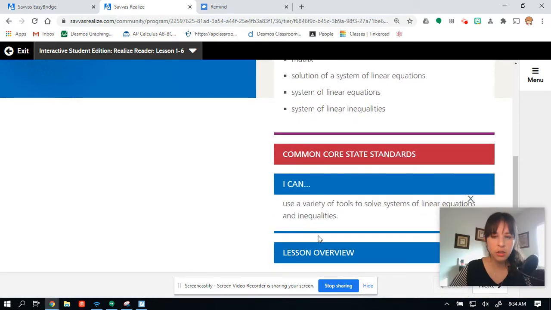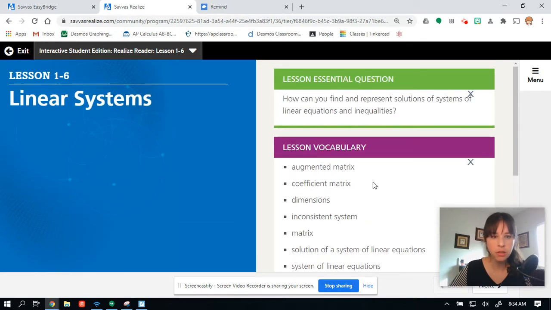By the end of this, you can use a variety of tools to solve the system of linear equations and inequalities. So in these ones, we're going to be solving them kind of by hand or looking at a graph. And then on 1-7, we're going to be using technology to solve these things. So let's jump right into this lesson.